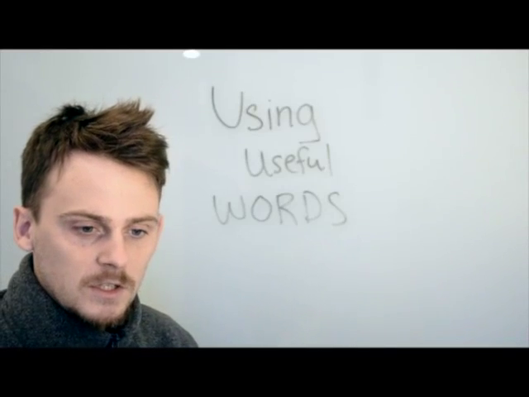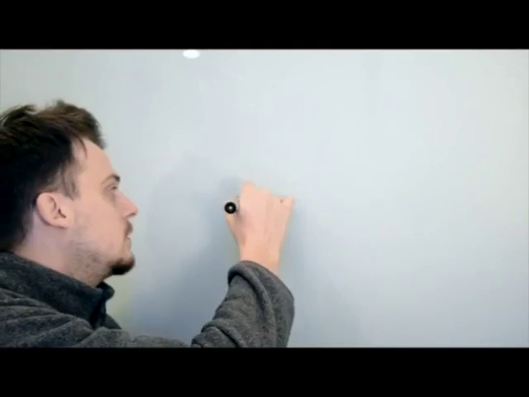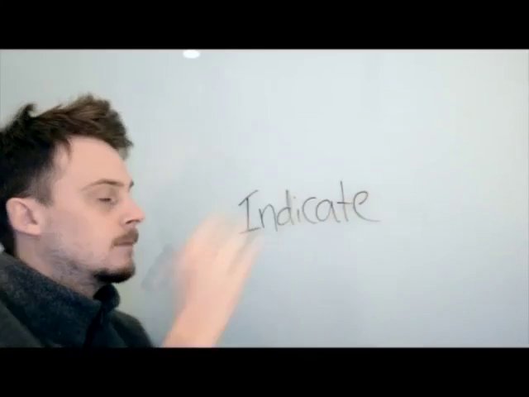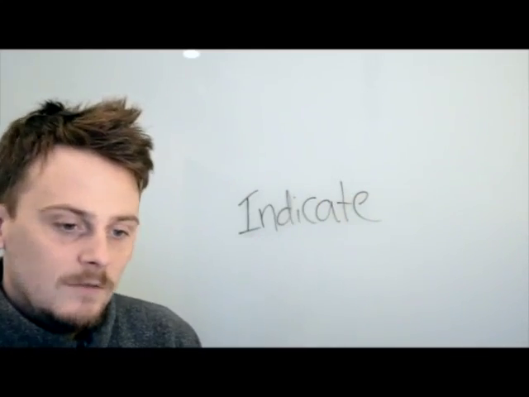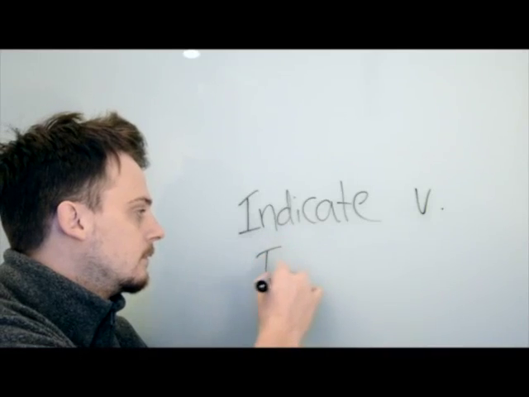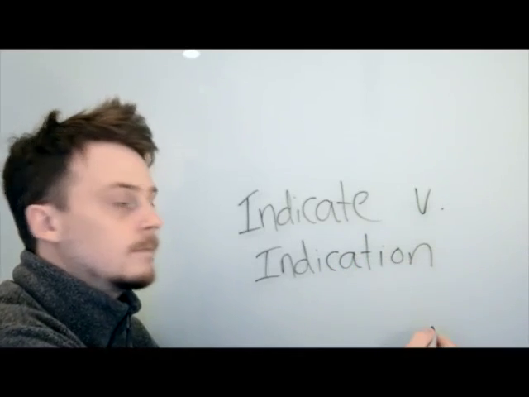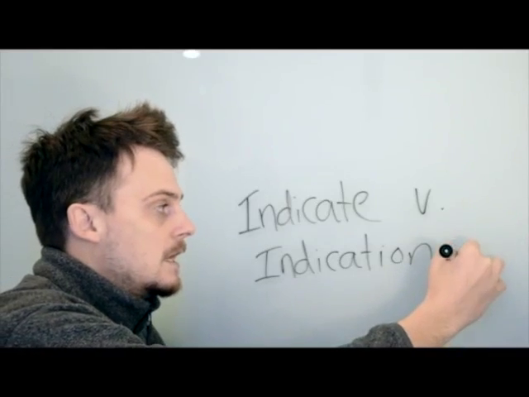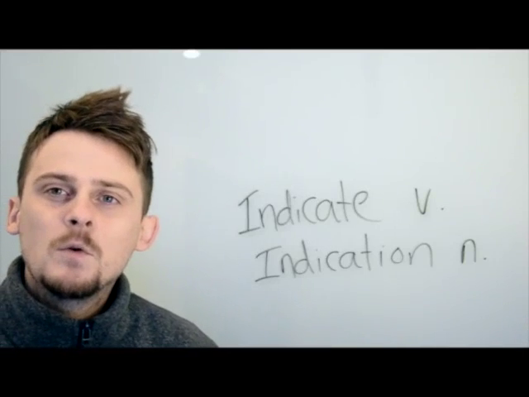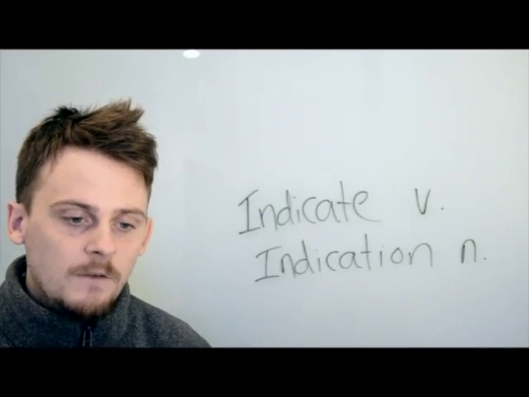Okay, so let's just start with the beginning. And our first word will be indicate. Indicate. This is the verb and the noun indication. Indication is the noun. Indicate and indication. Okay, so I'm going to give you a couple of example sentences to help you learn how to use these. The first one.